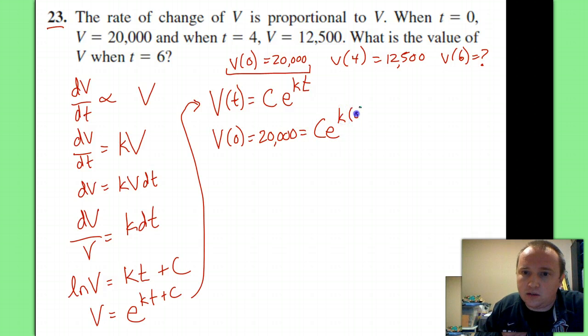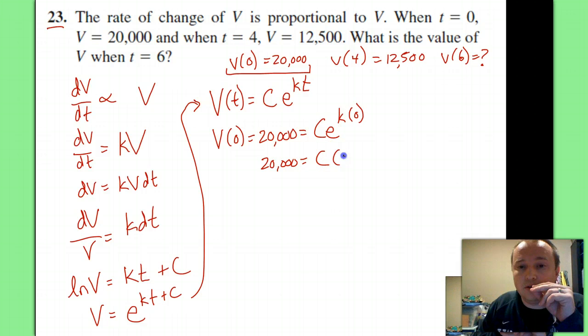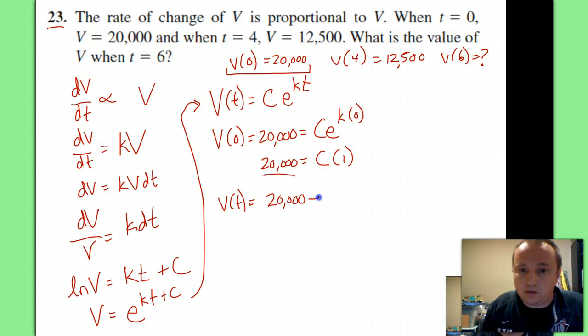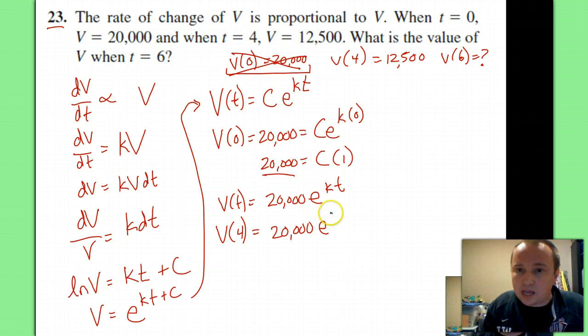I always start with the one with the 0 because it's going to cancel stuff out and make life much easier. So I'm going to start with v of 0, which equals 20,000, equals c e to the kt. So 20,000 equals c e to the 0. Anything to the 0 is 1. So I now have my initial condition. So I can now rewrite my function as 20,000 e to the kt. So I've used my first condition. I now use my second condition. V of 4 equals 20,000 e to the kt.